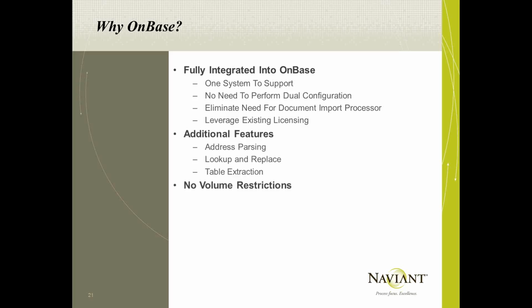There's a bunch of additional features in the OnBase system, such as the address parsing, that lookup and replace, as well as table extraction. Different systems have varying capabilities to be able to perform that. And really one of the keys is that in OnBase, there's no volume restrictions. A lot of these other systems charge you effectively by the number of images processed. If you process 100,000 images on an annual basis, that's a whole different pricing structure compared to 10 million documents. OnBase, one flat fee, as many documents as you can process through that single OCR engine, go for it.